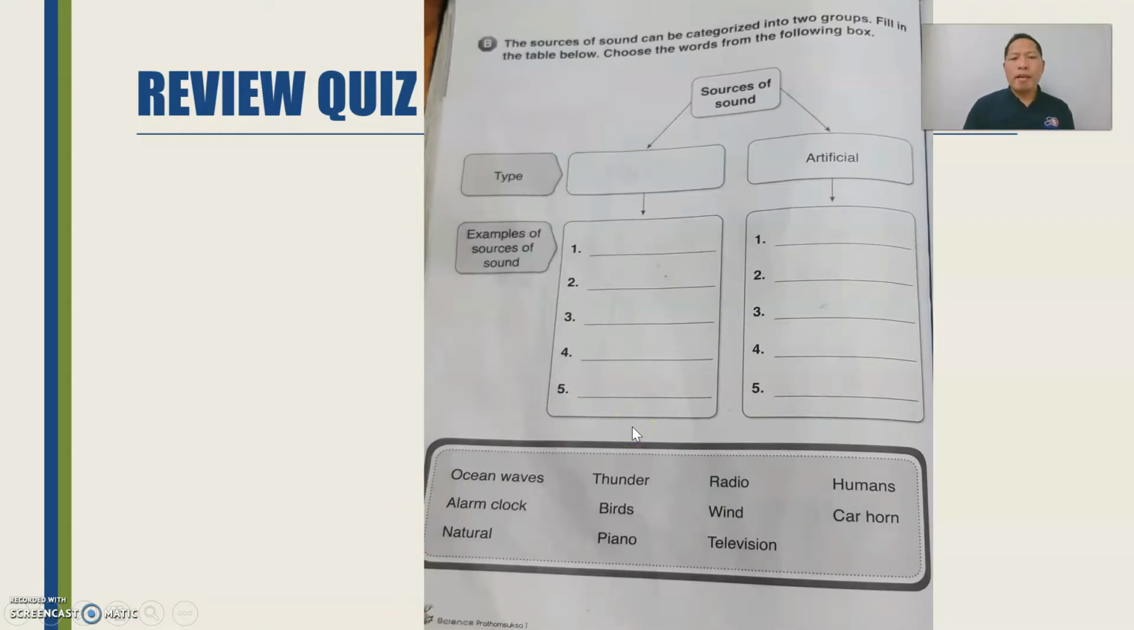So let's have an answer. Please open your book and check your answer if it is correct. Okay. Sources of sound, which is natural and artificial. So these sources of sound are the example of sound. Okay. We will go to natural sound.